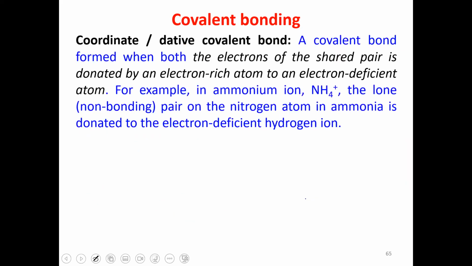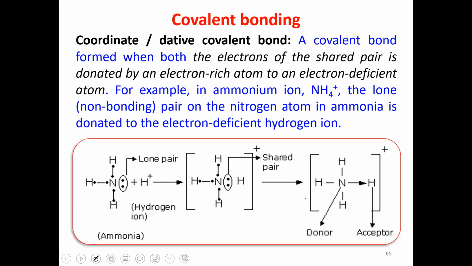Coordinate or dative covalent bond. What's a coordinate or dative covalent bond? You can always look on the screen. In a coordinate or dative bond, the electrons of the shared bond are donated by an electron-rich system. So it means one is the donor and the other is the acceptor. This is a dative covalent bond. So can you repeat what's a dative covalent bond?